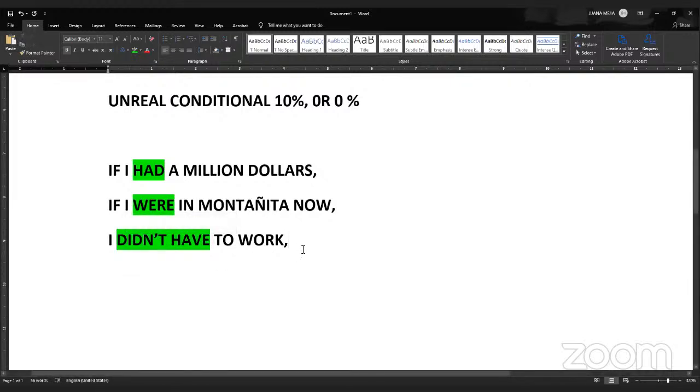It's past simple. Didn't have. If I didn't have to work, si no tuviera que trabajar. Well, we have to work in order to get money, but this is actually a desire or a wish, expectation for present or future if we didn't have to work.